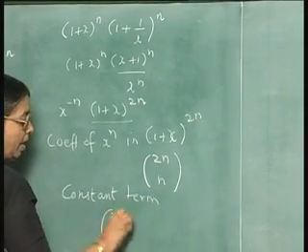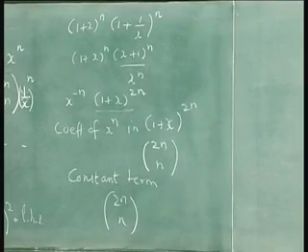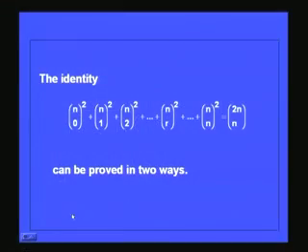You find that you look at it in two different ways, the expression (1 plus x) to the power of n into (1 plus 1 by x) to the power of n. In one way you get the left hand side, in another way you get the right hand side, they are equal. This is one way of looking at it. You can also prove it by combinatorial argument.